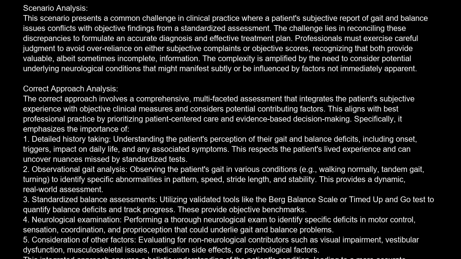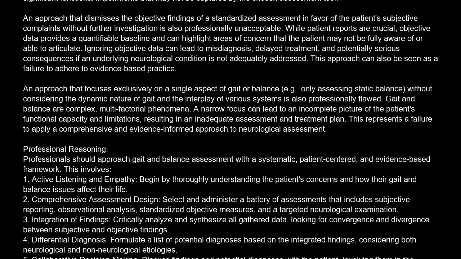Incorrect approaches analysis. An approach that solely relies on the objective scores of a standardized gait and balance assessment, disregarding the patient's subjective report, is professionally unacceptable. This fails to acknowledge the patient as the primary source of information about their functional limitations and can lead to underestimation of the problem's impact. Ethically, it violates the principle of patient autonomy and shared decision-making. It also risks missing subtle but significant functional impairments that may not be captured by the chosen assessment tool.